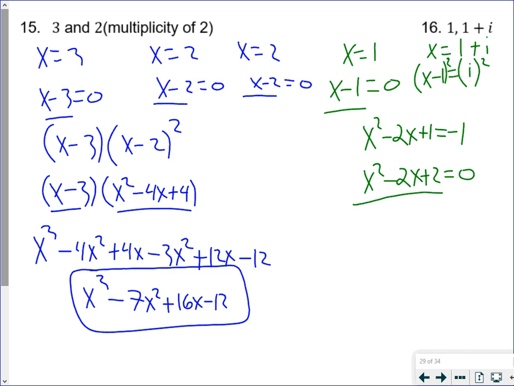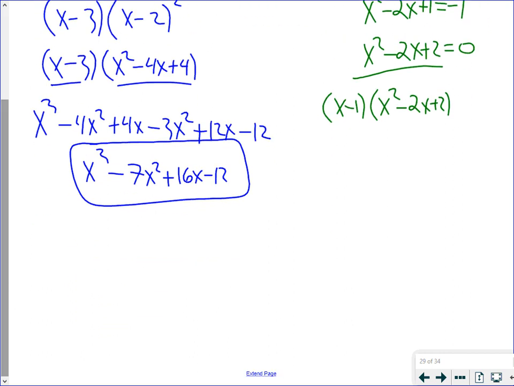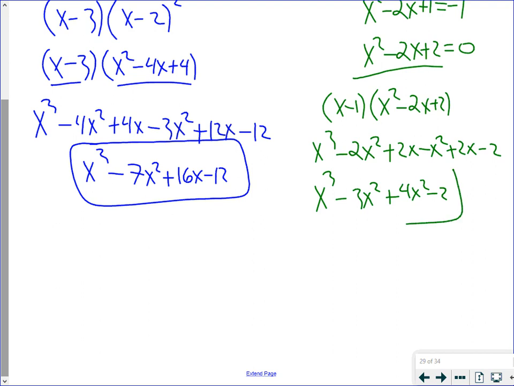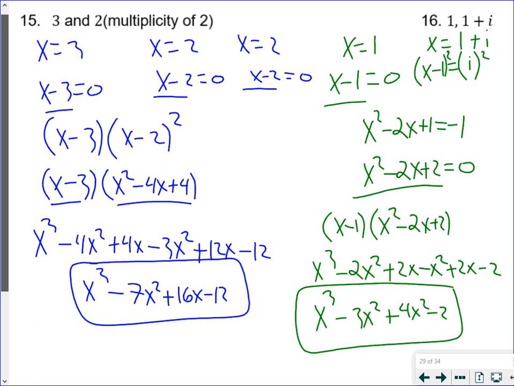Now that this is set equal to 0, that's a factor as well. So we can multiply x squared minus 2x plus 2 with x minus 1. So x minus 1 times x squared minus 2x plus 2. We'll multiply these together, and when we do, we'll get x cubed minus 2x squared plus 2x minus x squared plus 2x minus 2. Add like terms, x cubed minus 3x squared plus 4x minus 2. And that right there is our standard form of the polynomial for number 16.